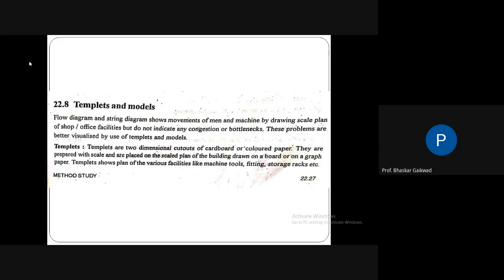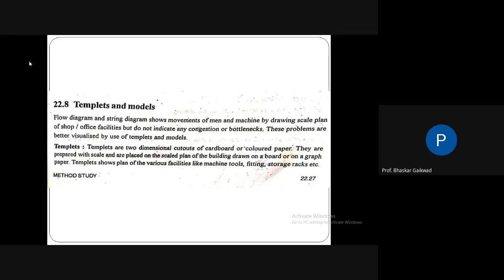So here the flow diagram and string diagram show the movement of man and machines by drawing a scale plan of shop floors, but do not indicate any congestion or bottlenecks. These problems are better visualized by using templates and models. So what are the disadvantages of the other charts, problems of other charts, congestion of other charts, bottlenecks of other charts? These things we can overcome by using templates or models.